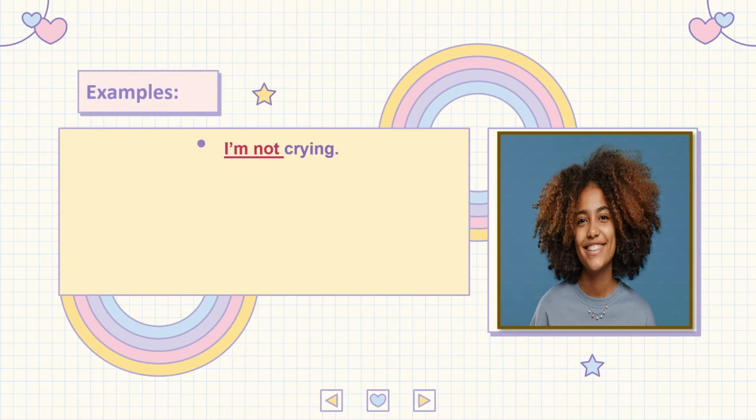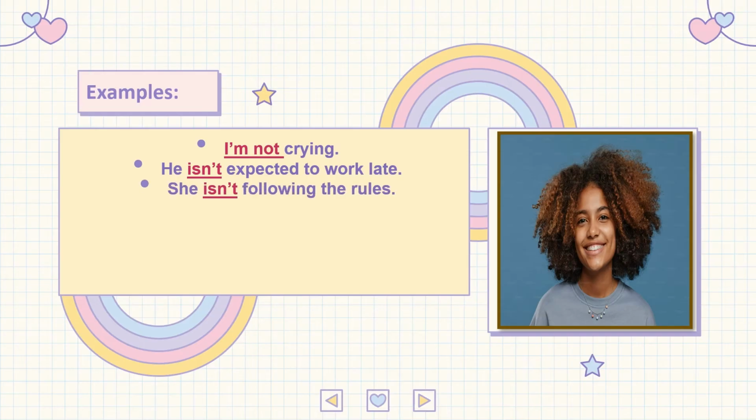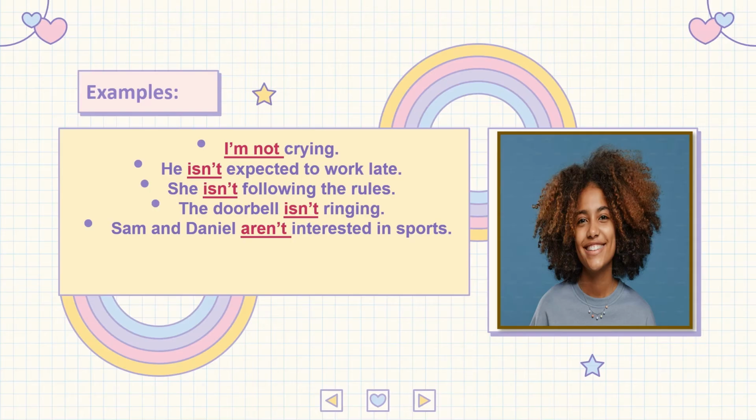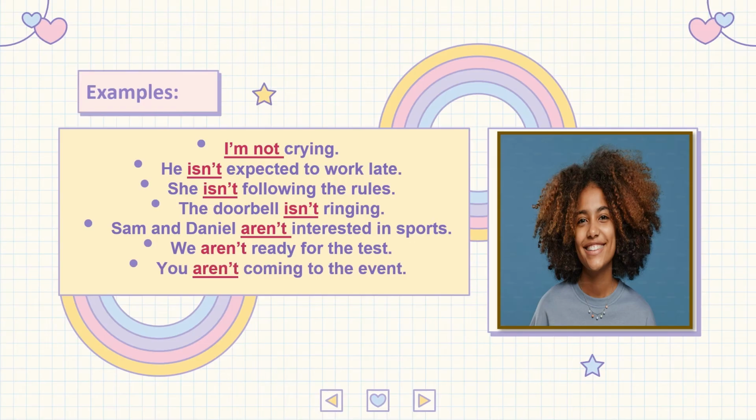Examples: I'm not crying. He isn't expected to work late. She isn't following the rules. The doorbell isn't ringing. Sam and Daniel aren't interested in sports. We aren't ready for the test. You aren't coming to the event.